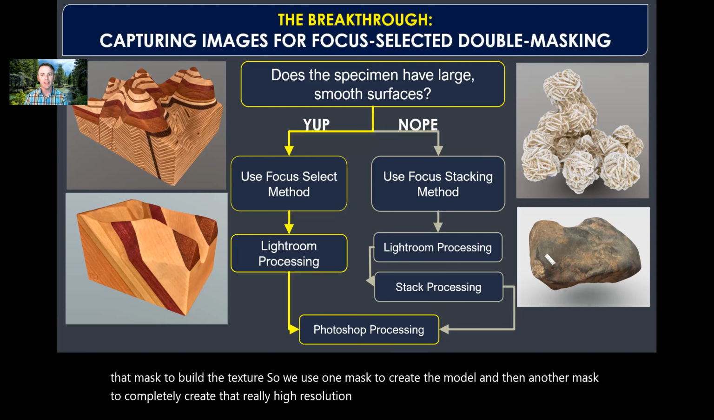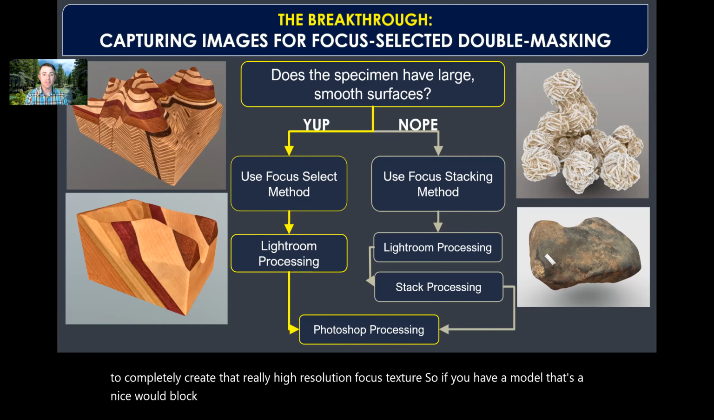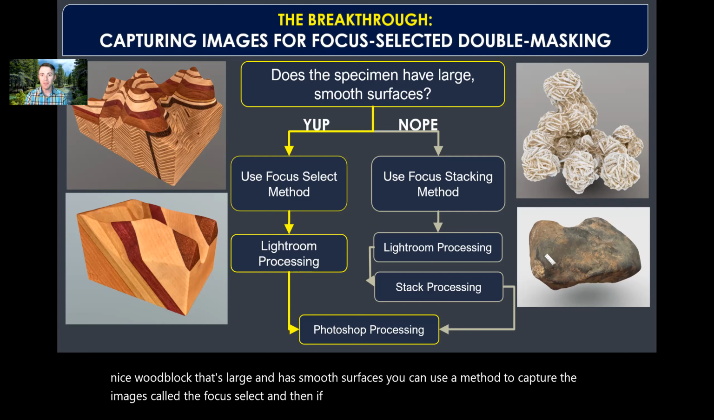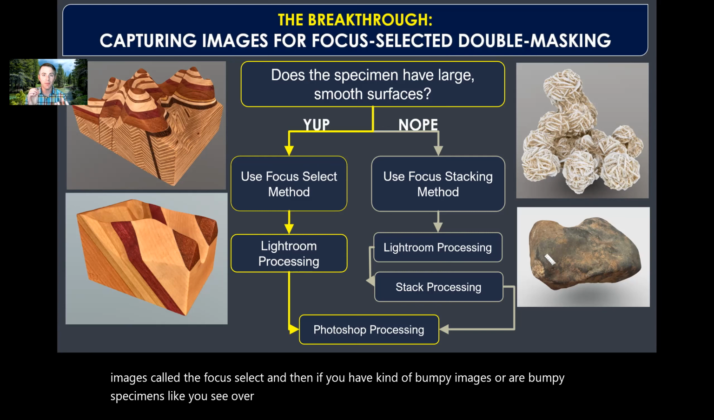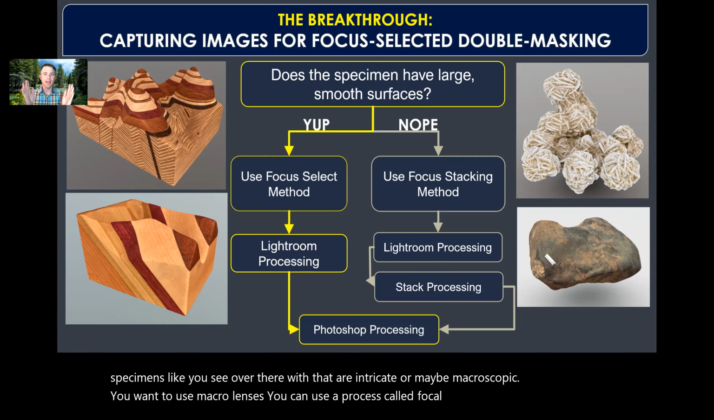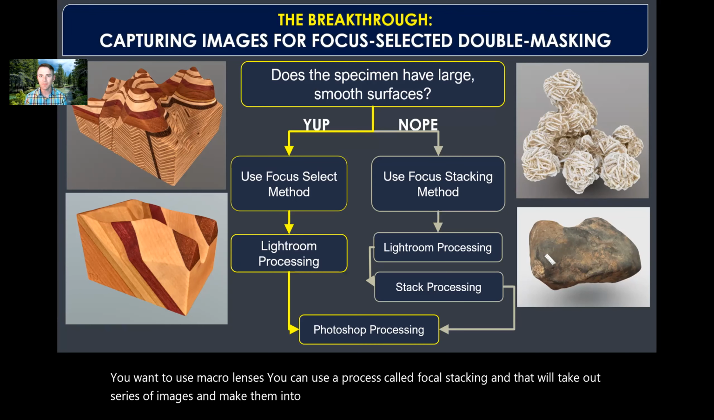So if you have a model that's a nice wood block that's large and has smooth surfaces, you can use a method to capture the images called focus select. And then if you have bumpy specimens like you see over there that are intricate or maybe macroscopic, where you want to use macro lenses, you can use a process called focal stacking, and that will take a series of images and make them into one highly focused image.